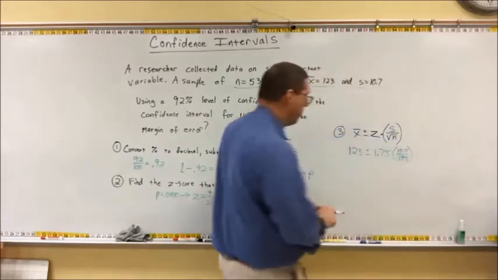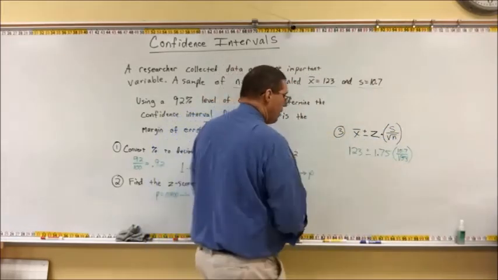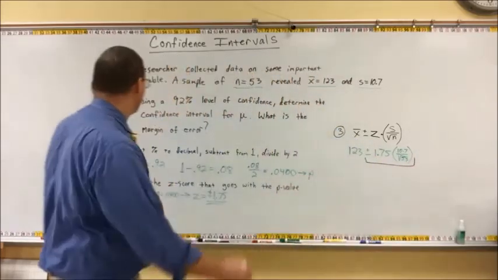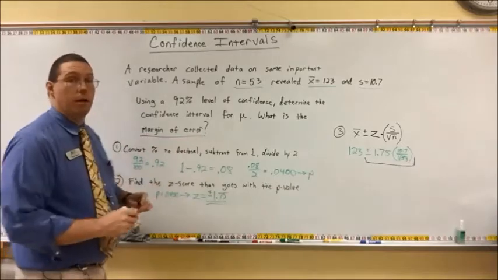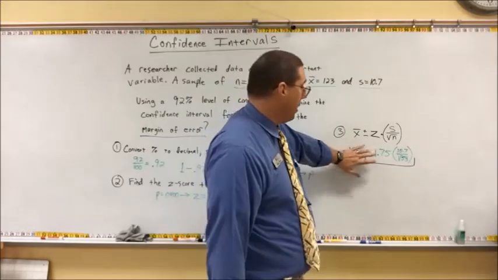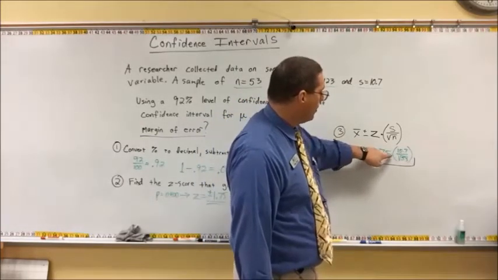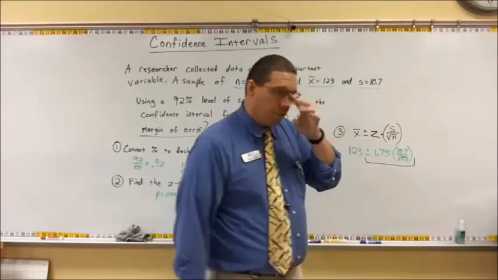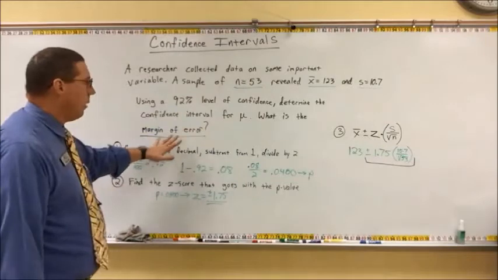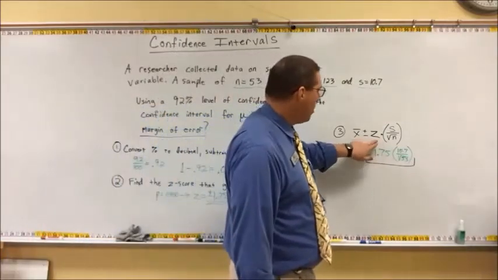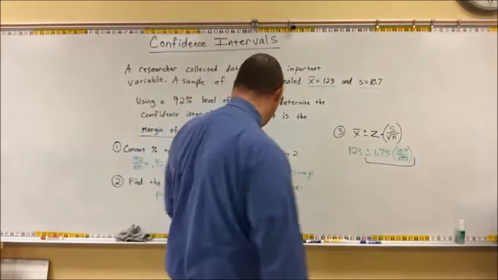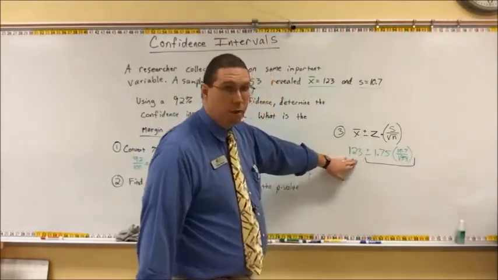Now, here's what you're going to do. This right here, this piece, the plus or minus this, that is your margin of error. So when you calculate, ignore the sample mean for a minute. When you do 1.75 times 10.7 over the square root of 53, whatever value that is, is your margin of error. So when I say what is the margin of error, I want you to multiply the z times standard deviation over the square root of sample size. Okay, so let's do that right now, and then we'll come back for the 123 in a minute.